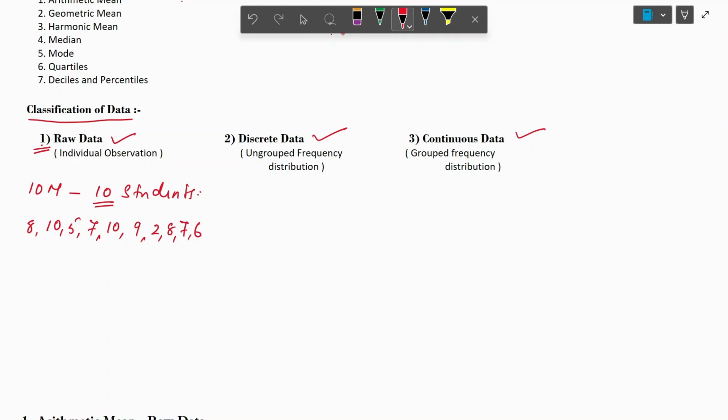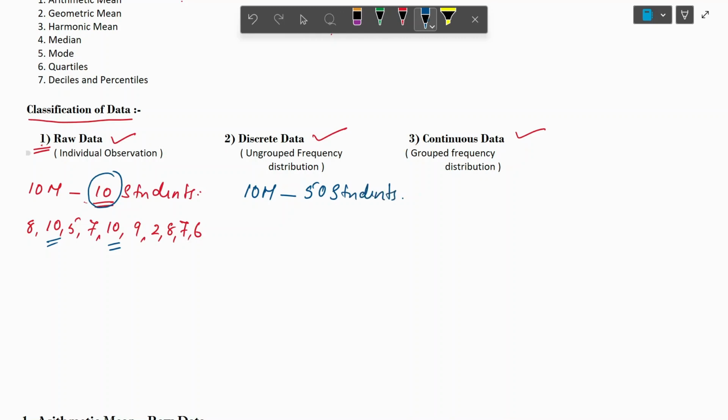The teacher can analyze this data and come to a conclusion that, fine, there are two students who got full marks in that test, correct? And a few students got less than 5. Like that, the teacher can analyze it. But in case this number increases, for the second example, I'm considering the same 10 marks test, but the teacher has conducted it for 50 students.